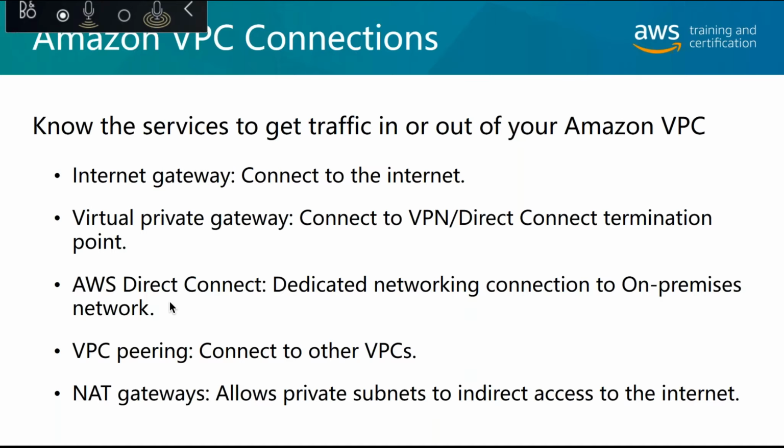And for connections to your VPC, we said you can have an internet gateway. If you want to use VPN and Direct Connect with your on-prem, then you would have a virtual private gateway on the VPC. Direct Connect is basically a dedicated pipe between your on-prem and AWS. The difference between Direct Connect and VPN is that VPN shares the internet, but it's an IPsec connection. And then VPC peering allows you to connect two VPCs together. And then you can have what we call NAT gateways.